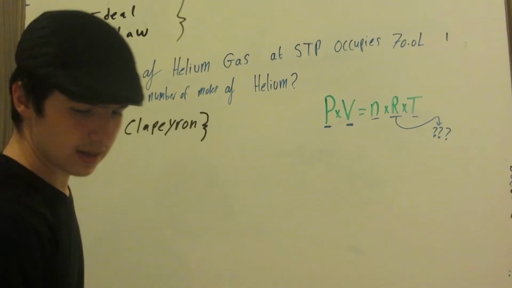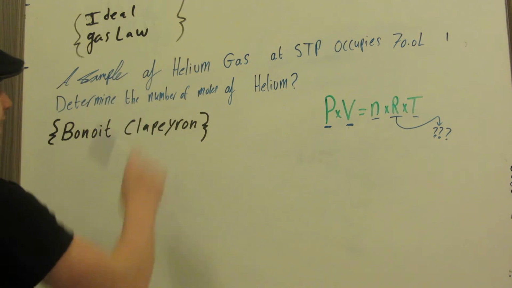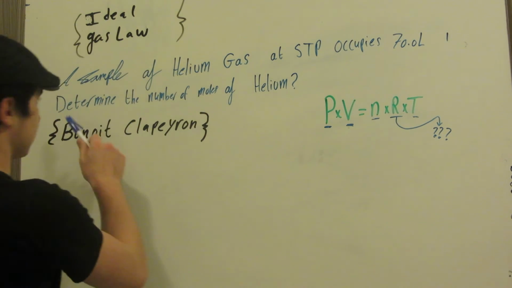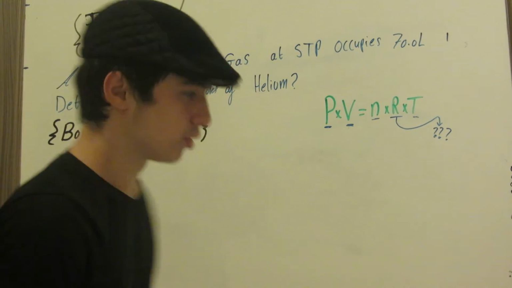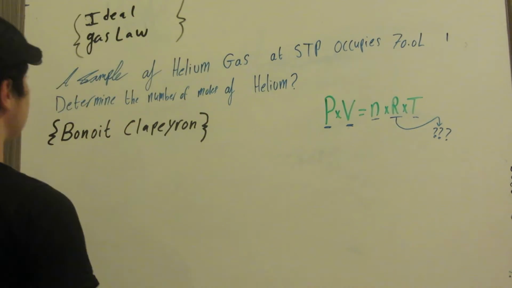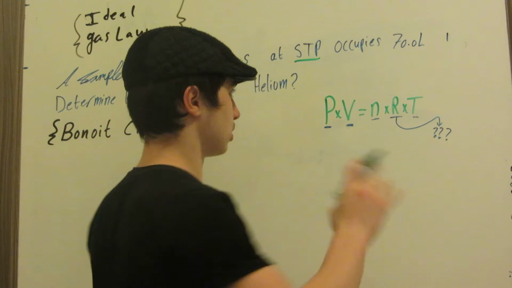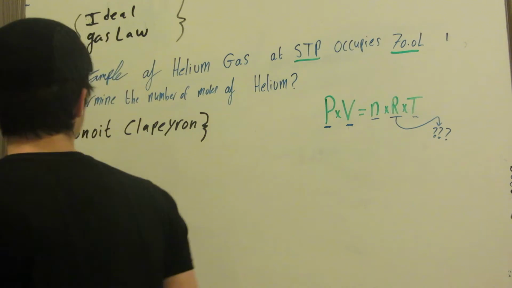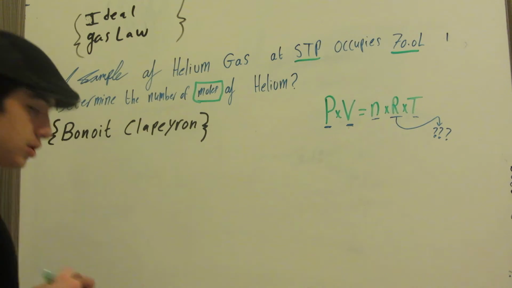Let's start. As you can tell, this is an introduction, so let's start with a small example. A sample of helium gas at STP occupies 70 liters. Determine the number of moles of helium. Let's start simple. As I always say, write down the units given. The units given: a sample of helium gas at STP, that's the first one, we'll talk about it later. It occupies 70 liters. Determine the number of moles; the number of moles is what should be found.